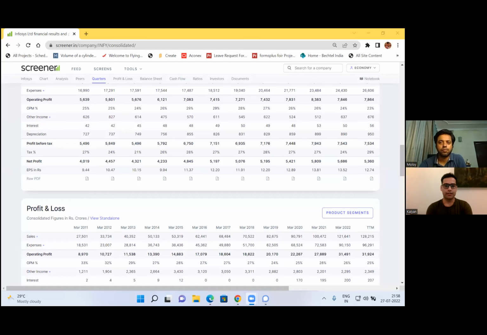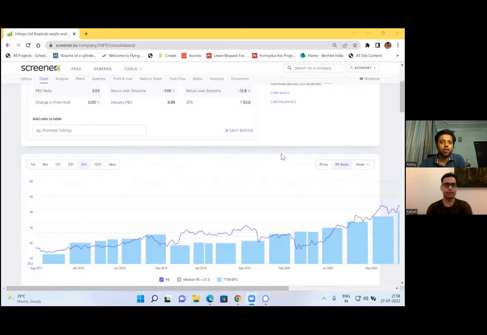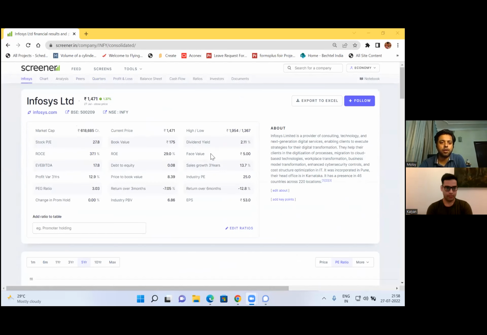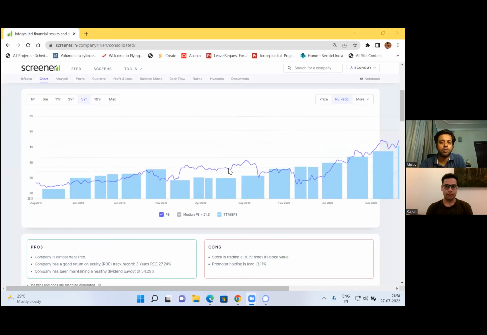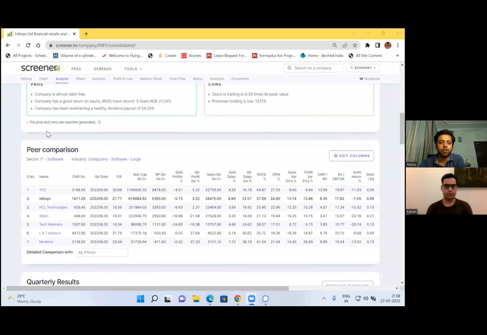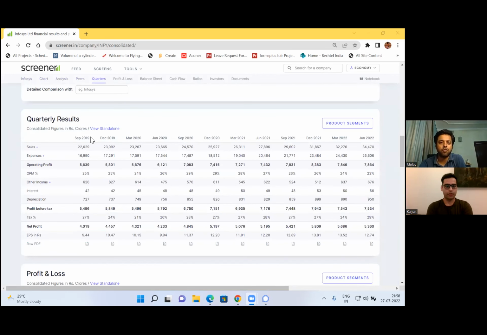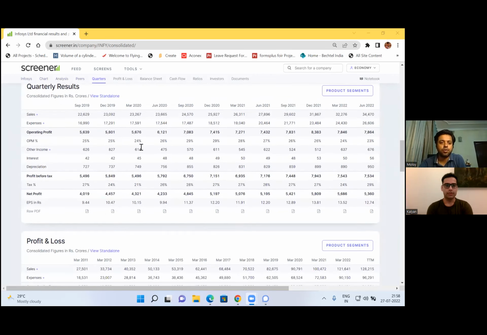So we left off at the peer comparison of the IT sector. We covered the return on capital employed and return on equity. Then we saw the graphs and the P/E ratio, how the historical data can be compared with the current data to understand whether the share is overpriced or underpriced as per the PE median. We have seen the peer comparison part, and now I think we can start with the quarterly results.